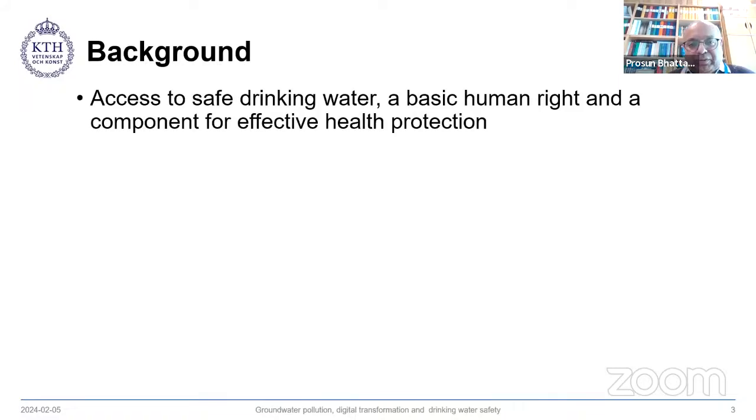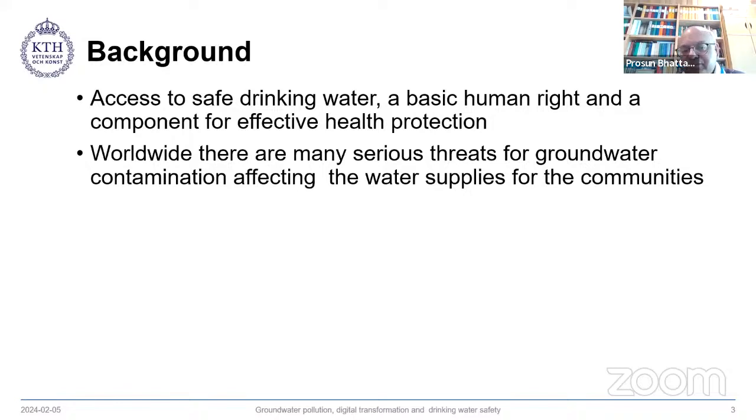Since we have very limited time, let me say that access to safe drinking water has been a basic human right and an effective component of health protection. We have global threats of different groundwater contamination. The Global Groundwater Book, which Abhijit published in 2020, is an excellent exposition of different aspects of groundwater threats and water supplies in different parts of the world.